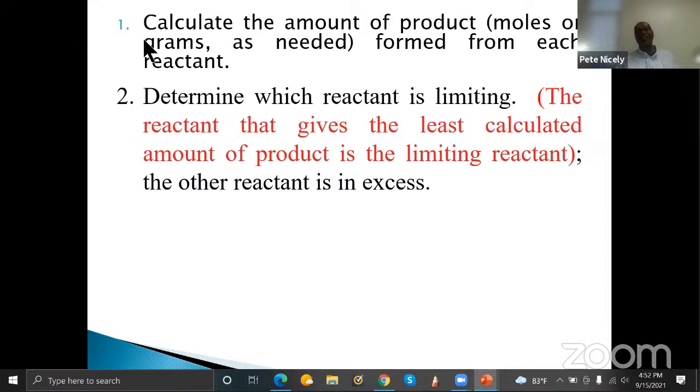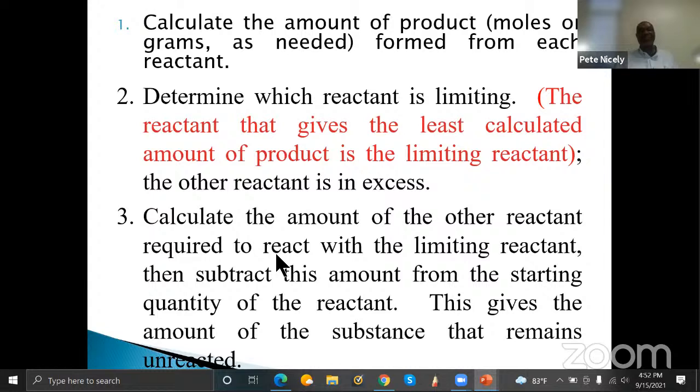How do we determine that? Well, it's based on the calculation that you did here. The one that produces, on paper in your calculation, the lower or least amount of product, that would be the limiting reactant. And any other reactant that is present will be in excess. Based on that, we can calculate the amount of the other reactant required to react with the limiting reactant, and then we subtract that from the starting quantity of the reactant. We're going to see an example of this shortly. I just thought I should go through this first so that you have an idea as to how we do this type of problem.